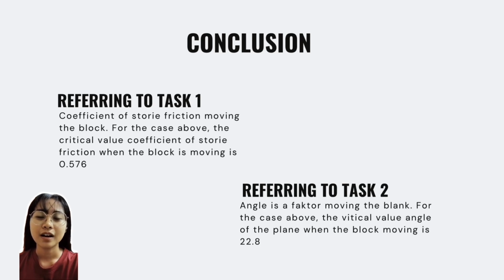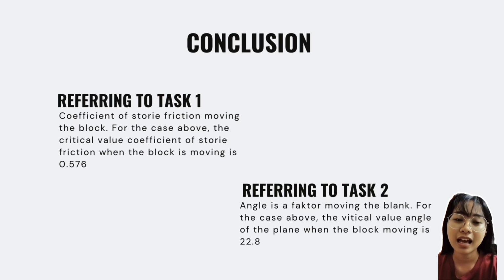I'm member 5. I want to give the conclusion of our experiment here. After conducting the experiment, referring to task 1, we find that the critical value of the coefficient of static friction when the block is moving is 0.576. Second, referring to task 2, we find that the critical value of the angle of the plane when the block is moving is 22.8.